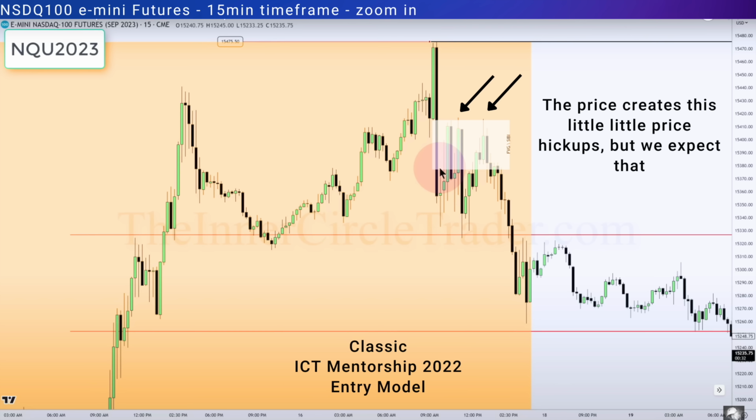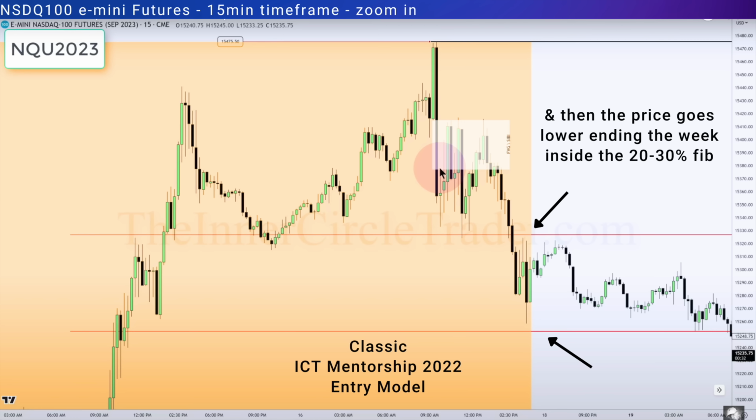Notice here these 2 arrows pointing to these 2 highs. This price creates these super small hiccups, but we could expect that. And we could expect that because it's lunchtime. And after that, the price actually starts going lower and lower, and it ends the week inside the 20 to 30% Fibonacci, which we see here with the 2 red lines.